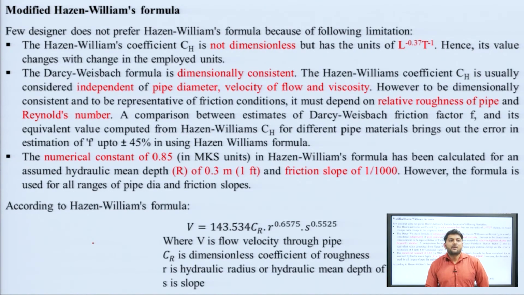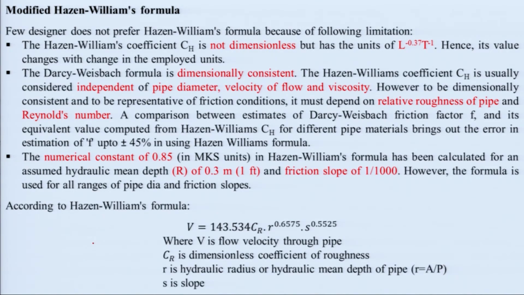Next one is the modified Hazen-Williams formula. As in the case of the Hazen-Williams formula, certain assumptions and considerations are taken while deriving the formula. So the first limitation is that Hazen-Williams have taken CH as dimensionless, but actually that particular term is not dimensionless. It has a dimension of L to the power minus 0.37 T to the power minus 1.